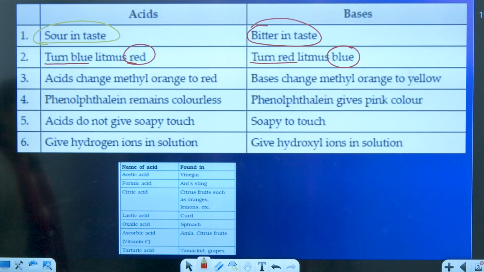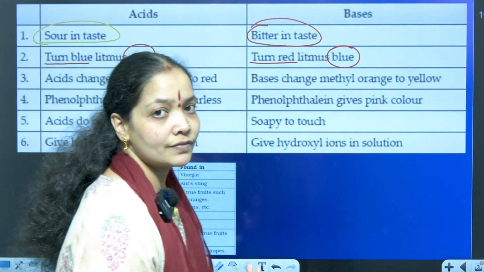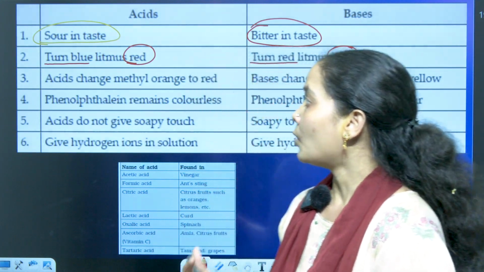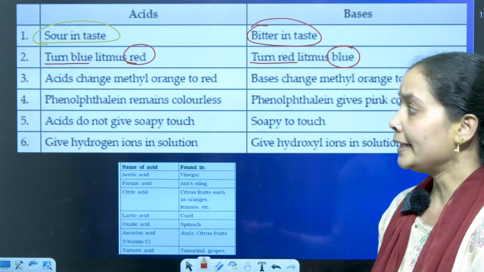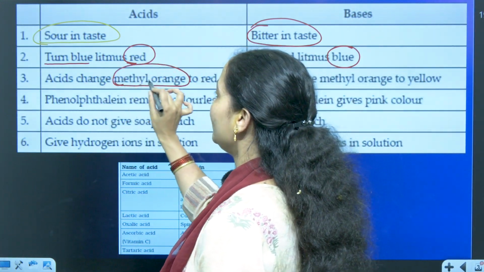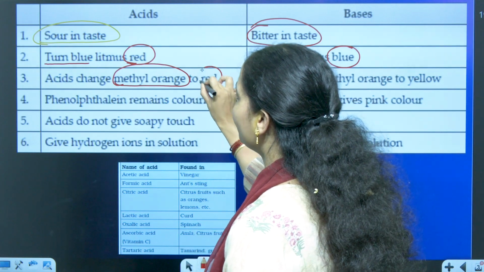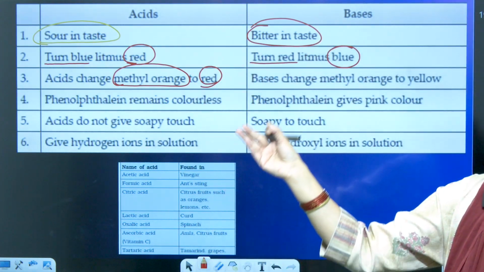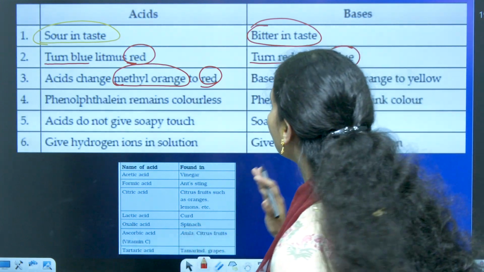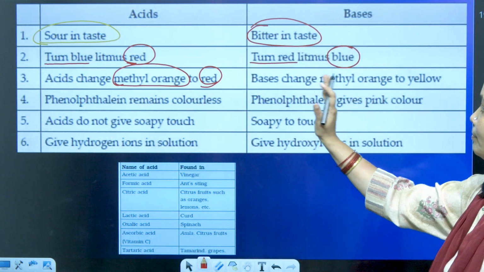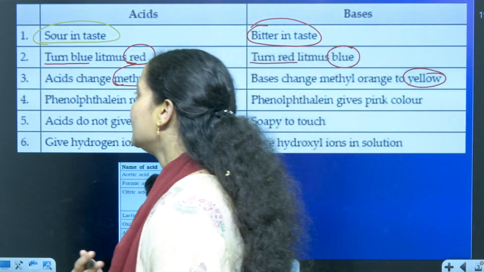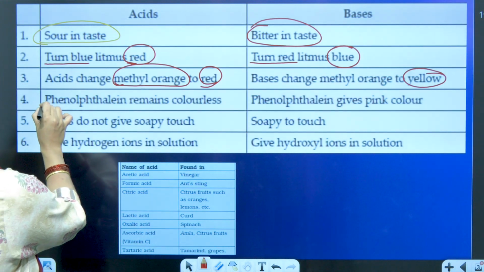Now the third difference is that there are many important indicators which will help us identify whether a given solution is an acid or a base. One of the major important indicators is methyl orange. Acids normally change methyl orange to red color. If I have a solution and I put a drop of methyl orange in it, if it is turning red, then that solution is an acid. The same methyl orange, if it is dipped in a base, turns yellow, then the solution will be a base. The fourth type of indicator is called phenolphthalein.